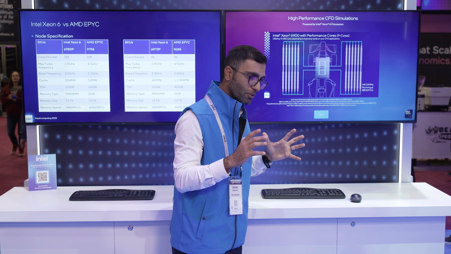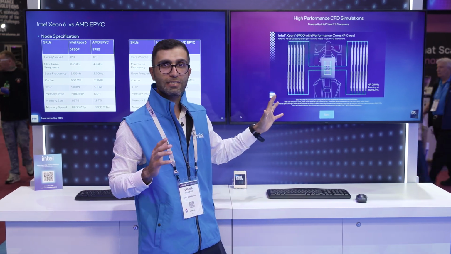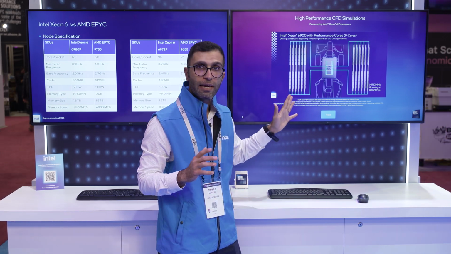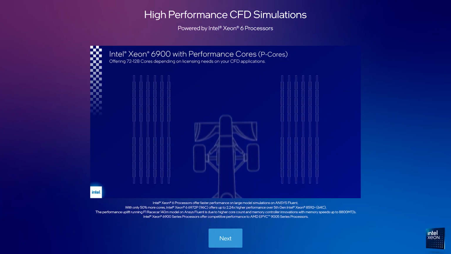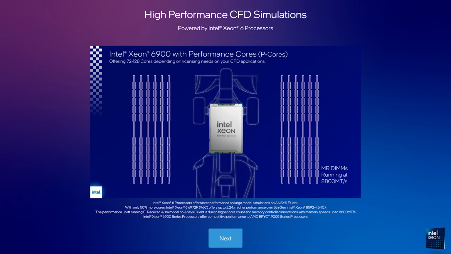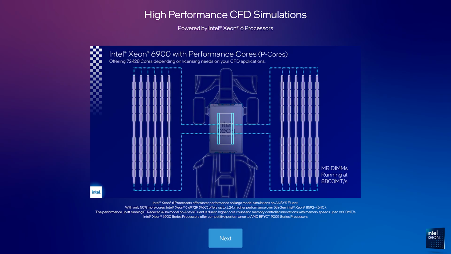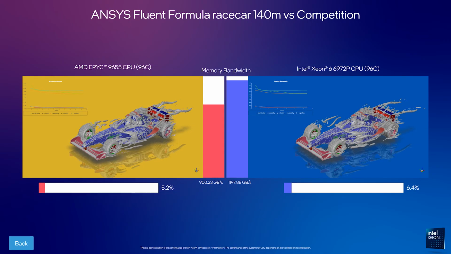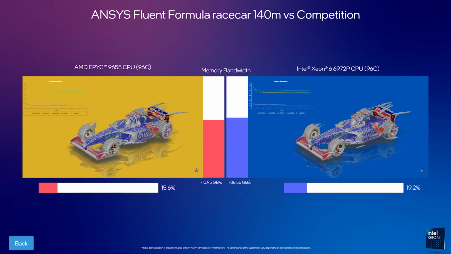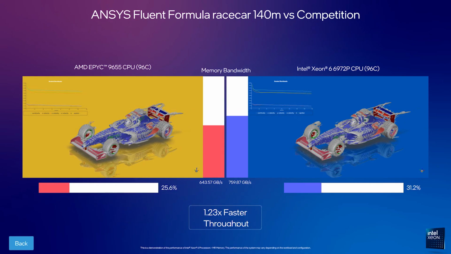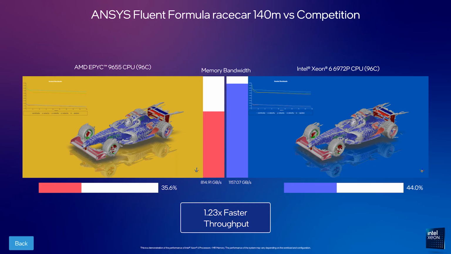We're just going to showcase one of these test cases that we have done, simulating a Formula One car using the Xeon 6972 that has 96 cores. So you see that we have 12 memory channels that are injecting into the CPU. And if we look at the simulation results on the next slide, we have AMD EPYC 9655 on the left and Intel Xeon 6972 on the right.